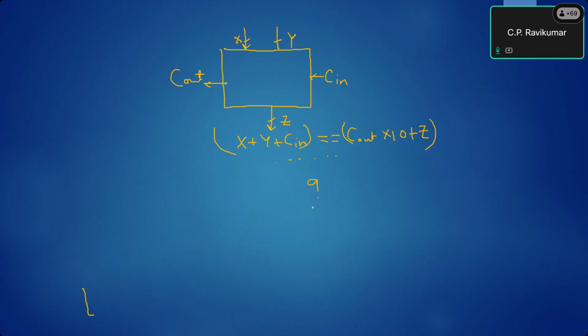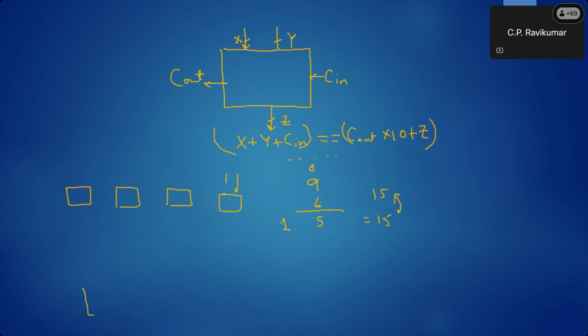For example, 9 plus 6. A BCD adder will produce 5 and 1. So 5 is Z and this is 1. So 1 times 10 plus 5 is 15. And 9, let us say the carry is 0, 0 plus 9 plus 6 is 15. So these are the same. And if I had a four-digit carry, I'm sorry, four-digit adder, so I'm adding BCD numbers like this.